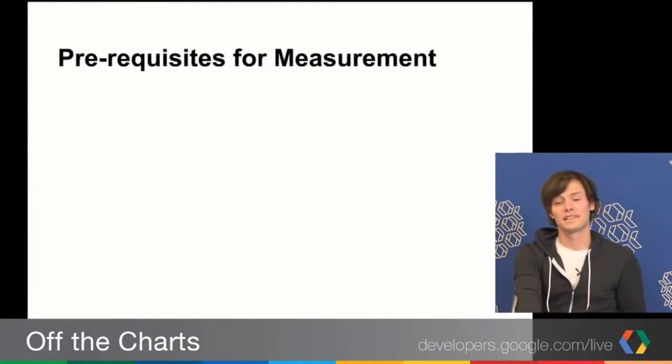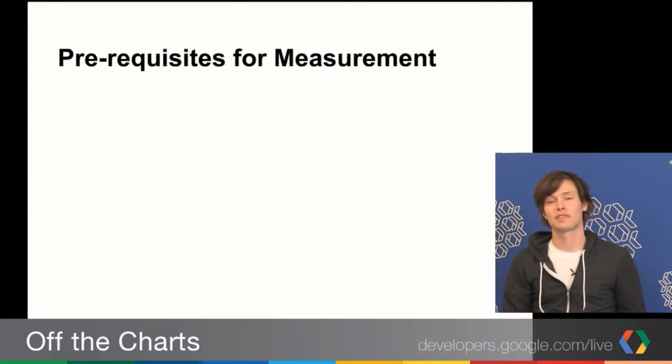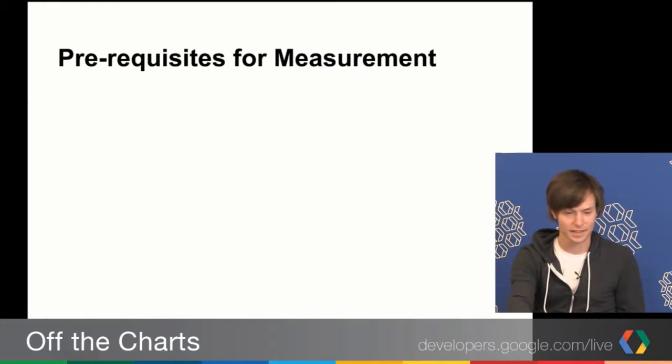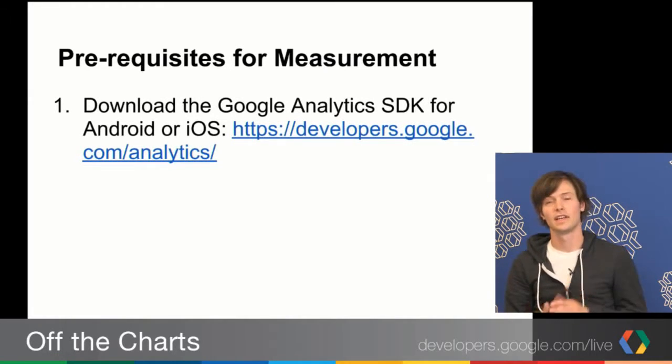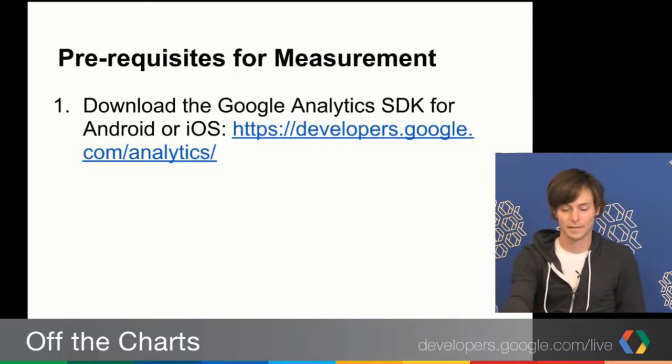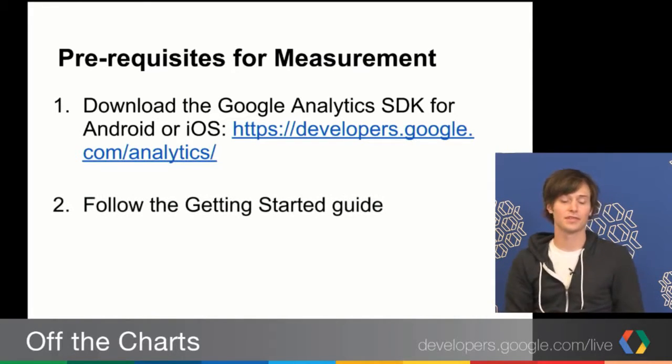So there's some prerequisites for getting started with doing crash and exception measurement that I just wanted to go over. Luckily, there's really only 2. Number 1 is that you should download the GA SDK for Android or iOS. And you can do that at our developer site, which is at developers.google.com/analytics. And then number 2 is just follow the Getting Started guide if you haven't already.